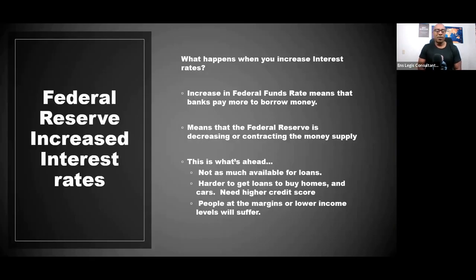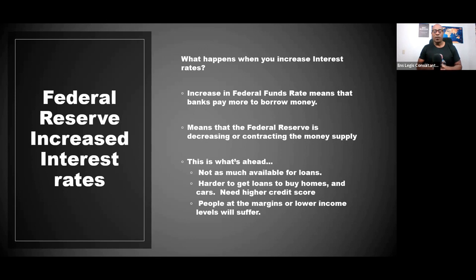So what happens when the Federal Reserve increases interest rates? Well, the Federal Reserve increased interest rates by 0.75%, as I said. So that means that banks have to pay more money to borrow money. That also means that the Federal Reserve is contracting the money supply. It says too much money is out there. We're going to reduce the amount of money that's in the system. So what's ahead? Well, that means that banks will not have as much money available to loan.